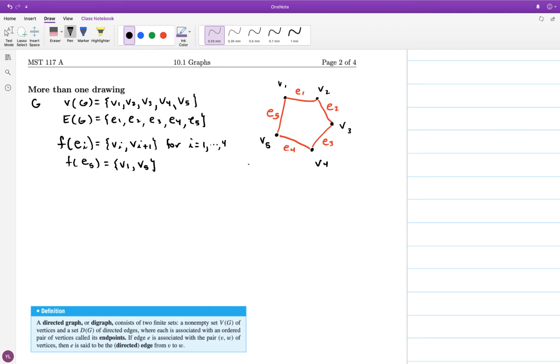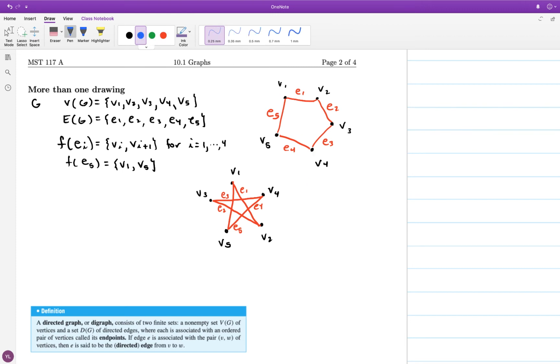But also I could draw it like this. It doesn't matter how I arrange the vertices, or even if I make the edges straight or anything. As long as the connections are satisfied, then it's a valid drawing of the graph. Okay, so you can see that this drawing looks completely different than this drawing, but it is exactly the same graph that this drawing is describing.